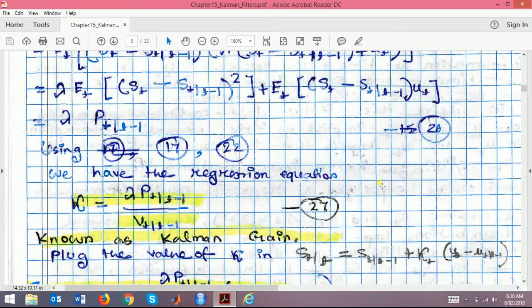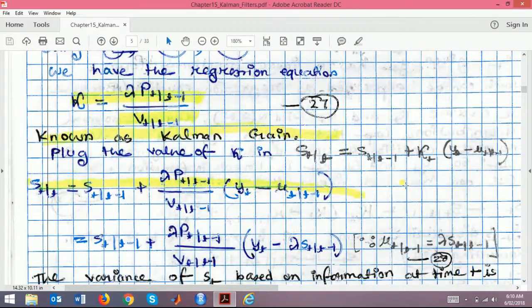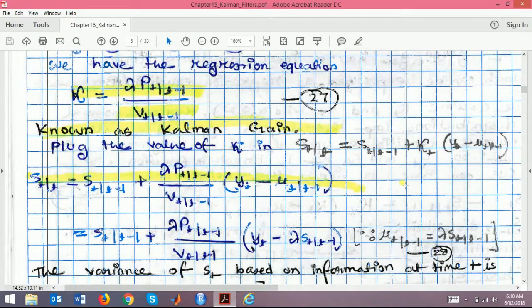Then we find linear regression to estimate kappa, and kappa represents lambda p10 divided by v10, which is known as the Kalman gain equation. So now let's update our s1 minus s10 equation with the result for kappa. The updated equation was s1 minus s10 equals kappa times lambda (y1 minus mu10).